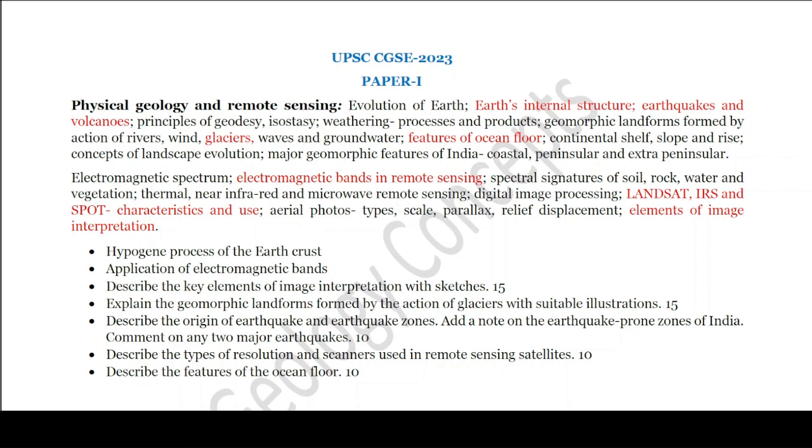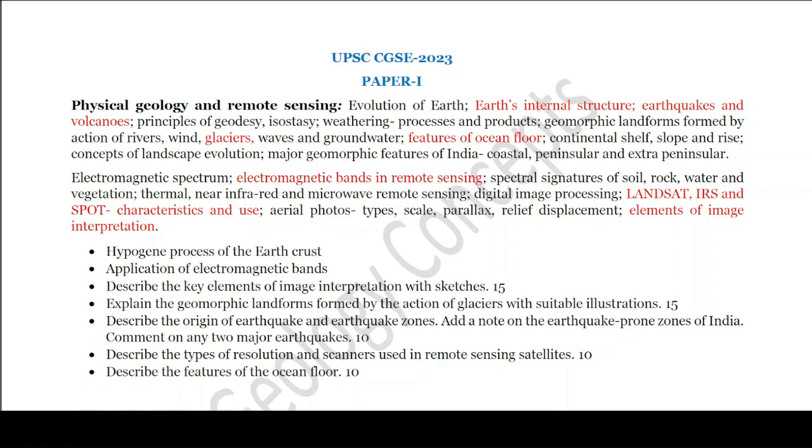First of all, let's start with the physical geology and remote sensing section from paper 1. In this section, most of the questions were asked directly from the syllabus, which can be answered easily if you have just focused on the topics given in the syllabus itself. I have highlighted the sections in red from which these questions are asked, and like every year, UPSC asks something which is not explicitly mentioned in the syllabus, which is the hypogean processes of the Earth's crust.